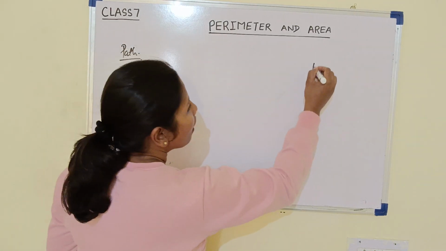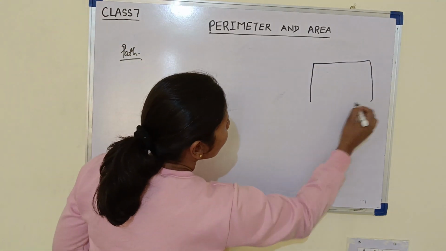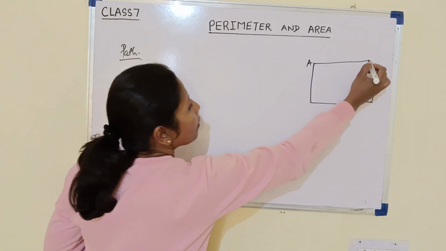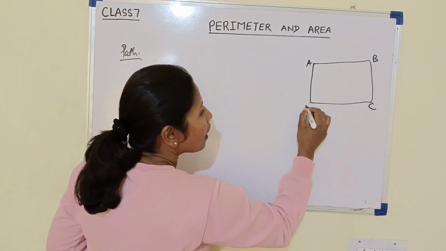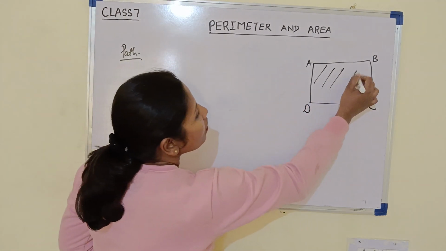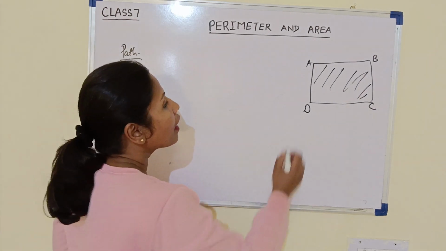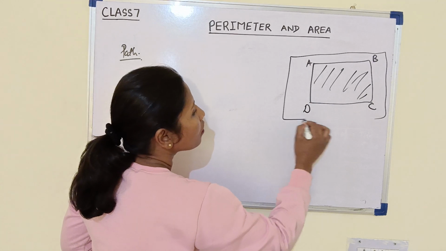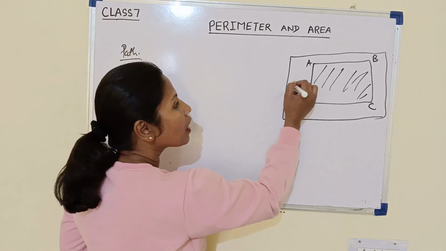So there is one park. Okay, there is one park. It's a rectangular shape. A, B, C, and D. This is the rectangular park. Okay, and there is a path of, this is a path. यहाँ पे एक path बना हुआ है.